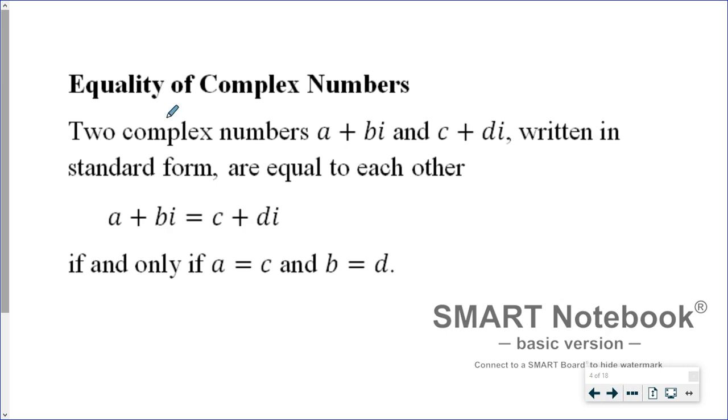Okay, so equality of complex numbers. Two complex numbers, a plus bi and c plus di, written in standard form, are equal to each other if and only if the real parts are equal to each other, so a and c, and the imaginary parts are equal to each other, so in this case, b and d. It's pretty intuitive, right? In order for things to be equal, their parts have to be equal.